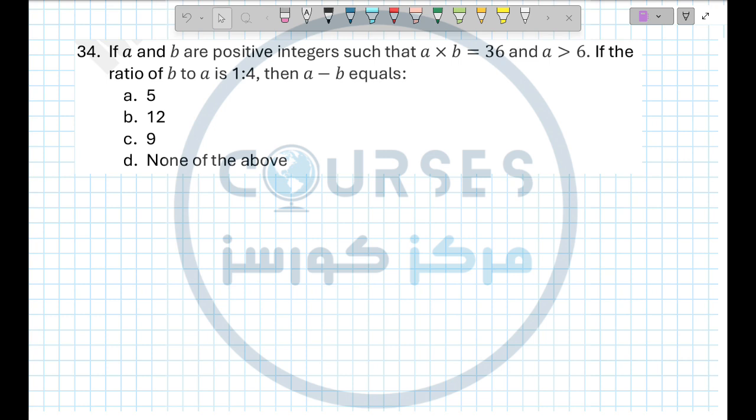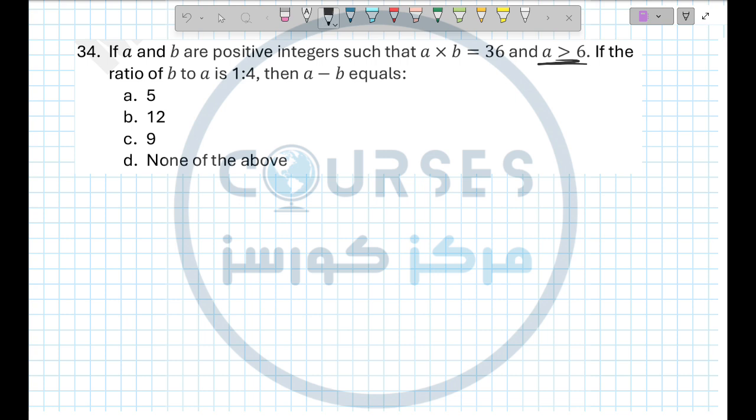Meaning B over A equals 1 over 4. Okay, let's see how this goes. What number times what gives 36? And A is greater than 6. So we can say 6 times 6, but no, he said A is greater than 6. So 6 wouldn't do. We need more than 6.